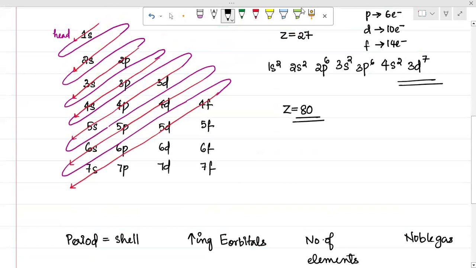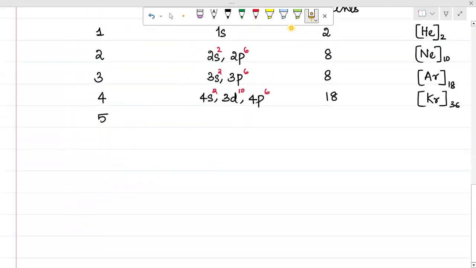Fine. Look from this table and please write. So we are at 4p. After 4p comes 5s, 4d, 5p. That's it. Next it is 6s. So that goes to the sixth period. Okay, I hope you are understanding. So this is 5s, 4d, and 5p.